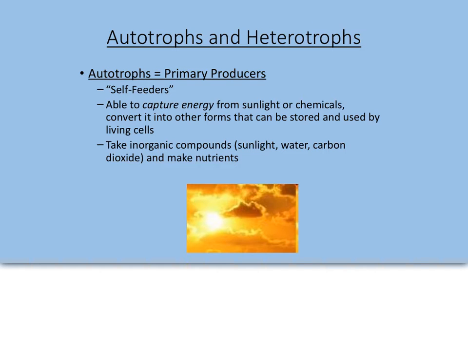So the first type of organism that we see is called an autotroph, and these are also referred to sometimes as primary producers. This is my term for this, nothing official, but I like to call autotrophs self-feeders. Autotrophs can capture energy from the sun or from chemicals and convert that energy into other forms that living cells can use or living cells can store away. So in other words, these autotrophs take inorganic compounds, things that aren't alive, sunlight, water, carbon dioxide, and they make nutrients out of it. So they make organic compounds out of those inorganic compounds.